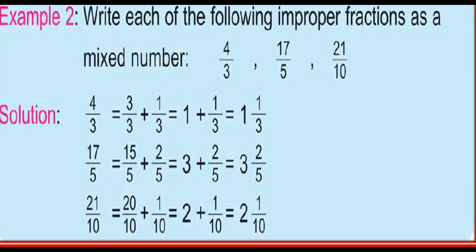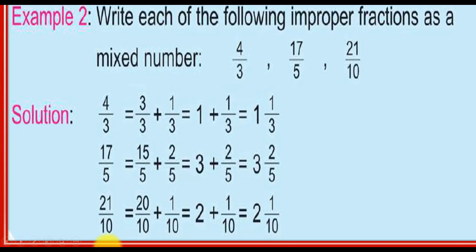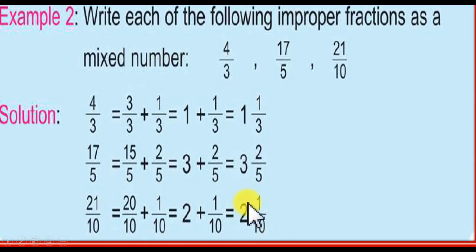When we divide 21 by 10, the result is, who can tell me? Excellent, the result is 2, because 2 times 10 equals 20, and the rest number is 1. Put the rest number in the numerator and write the denominator as it is. Don't forget to write the whole number. So when we convert 21 over 10, an improper fraction, to a mixed number, the mixed number is 2 and 1/10.